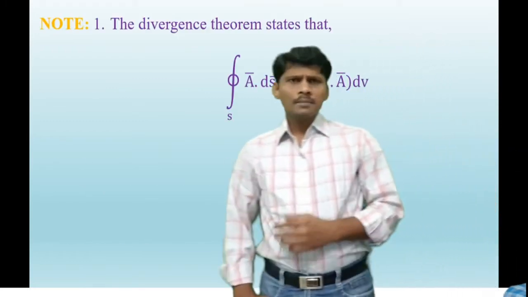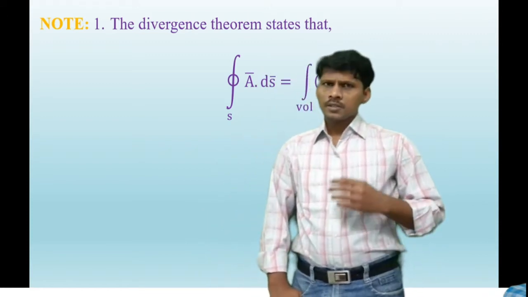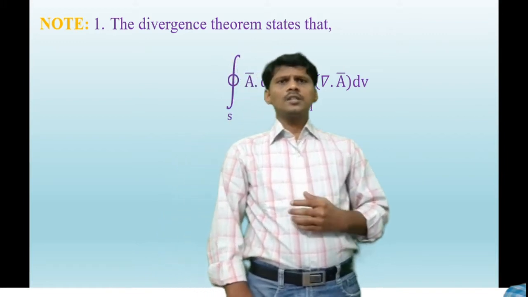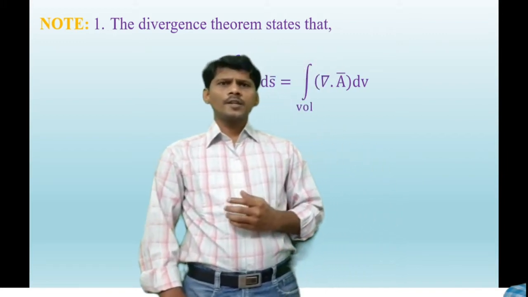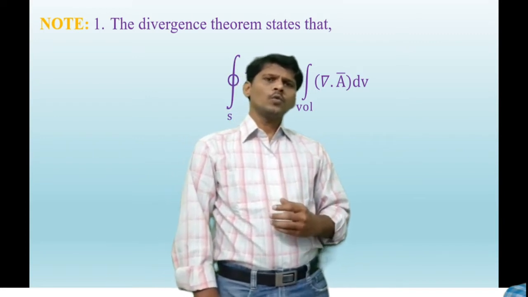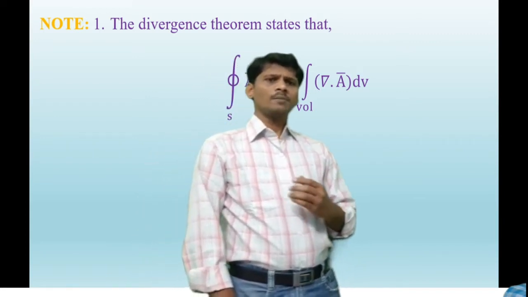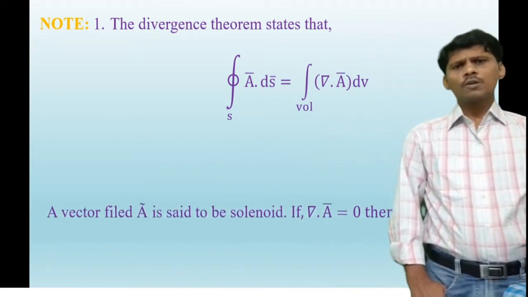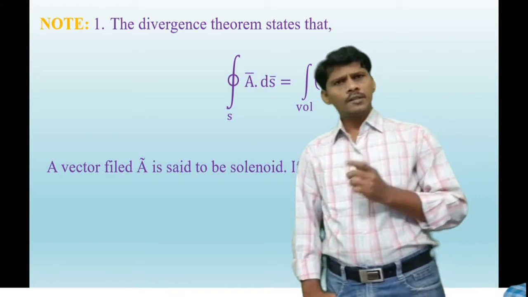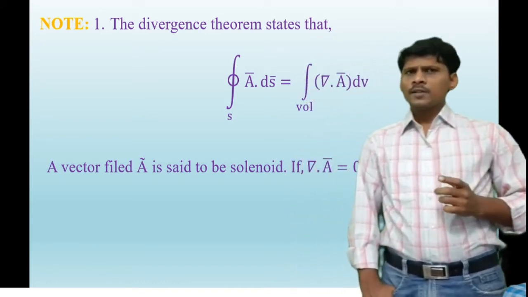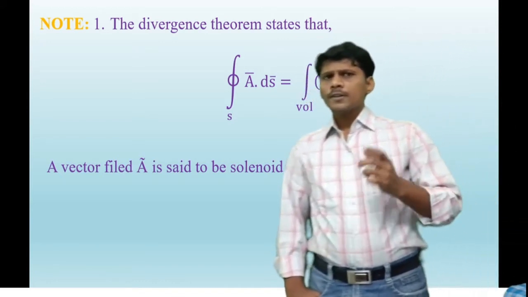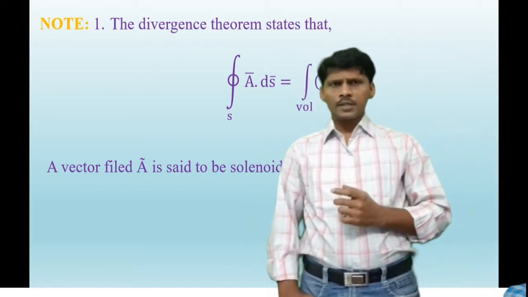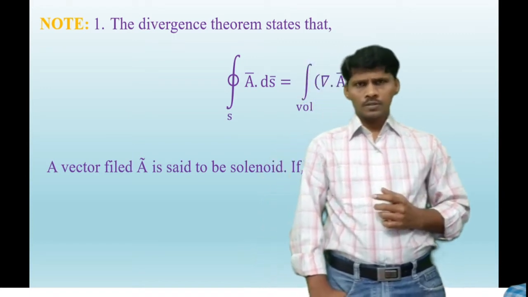Now the basics of mathematics in vector analysis, some basic important formulas. The divergence theorem states that the closed surface integral of A bar dot ds bar is equal to the open volume integral of del dot A bar dv. Any vector A bar is said to be a solenoidal field if and only if del dot A bar is equal to 0.